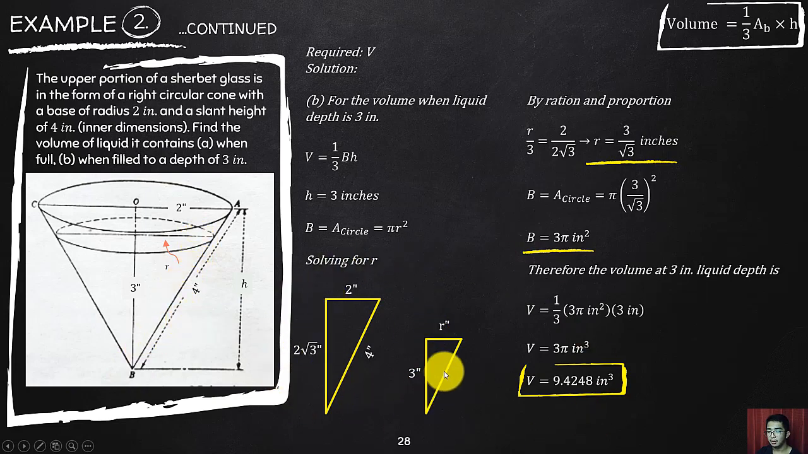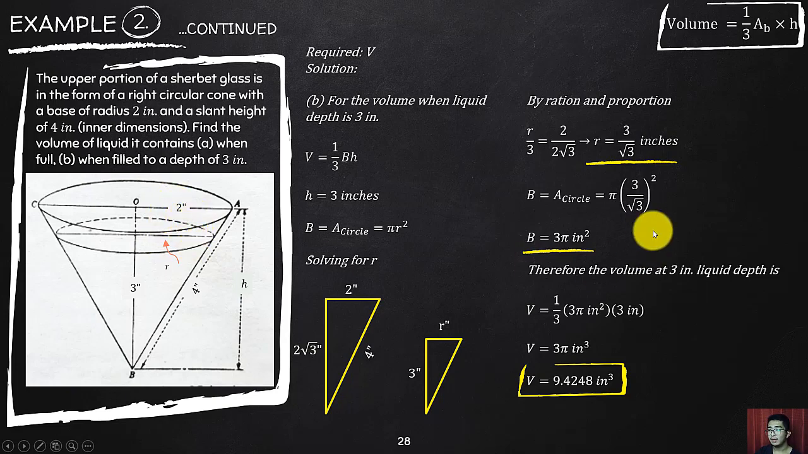These two are similar figures, therefore ratio and proportion can be used, correct? So by ratio and proportion, we say r is to 3 is equal to 2 is to 2 square root of 3. So solving for r, we get 3 over square root of 3 inches, okay? You can solve for the decimal form of this, which is actually 1.732. So the radius of the circle at the liquid surface at this particular depth is 1.732, of course smaller than 2 inches.